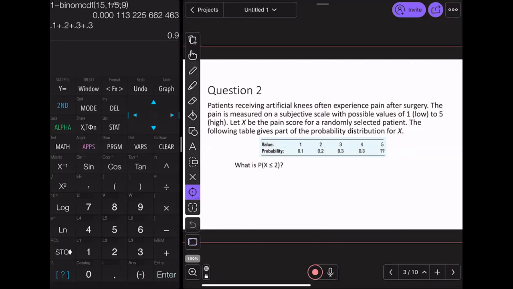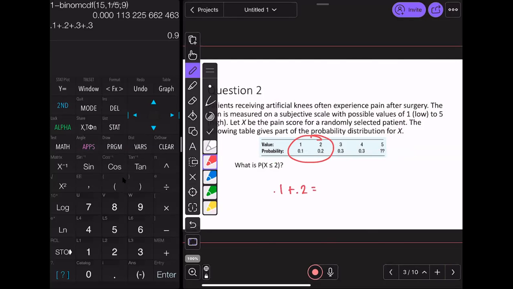Okay, question 2. So same thing, patients receiving artificial knees. But now we're trying to find a different probability. We're trying to find the probability that X is less than or equal to 2. So that's going to be these two added together. This is a pretty straightforward example. We just have to add them. So 0.1 plus 0.2 equals 0.3. So the probability that X is less than or equal to 2 is equal to 0.3.